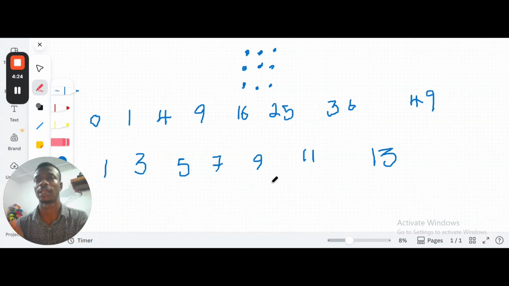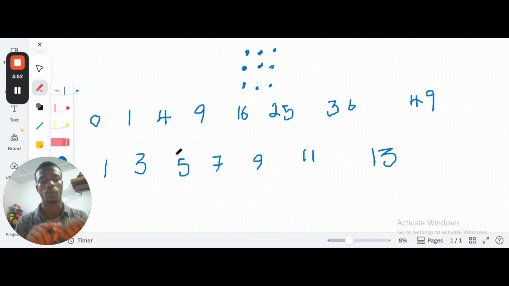81 is the square of 9, 100 is the square of 10, 121 is the square of 11, 144 is the square of 12, 169 is the square of 13, 196 is the square of 14, 225 is the square of 15. Okay, now these square numbers increase in odd numbers, right? Odd numbers are the basis with which the square numbers increase. From one square number to the next is going to be an odd number.